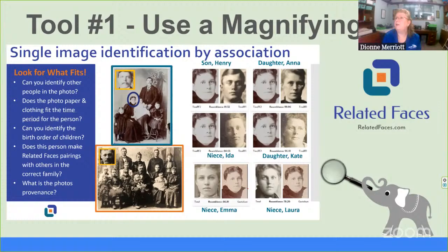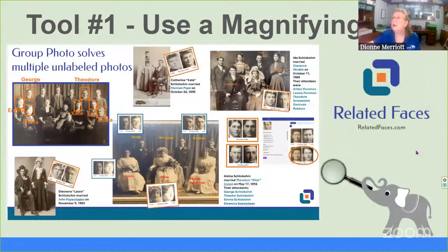And does this person make pairings with other members that are the same family? And then where did this photo come from? So any of those things are going to help you to use related faces in an effective way. Here's just another example of how you can solve mysteries. And it's just a really neat program, especially when you have older photos that you are not able to identify who's in those photos.